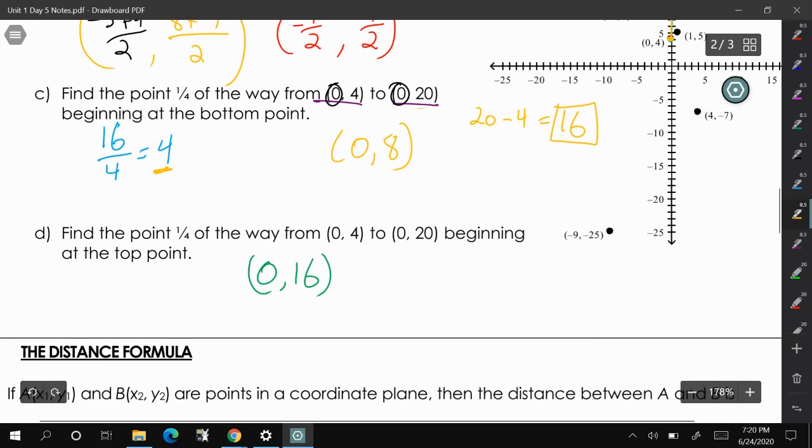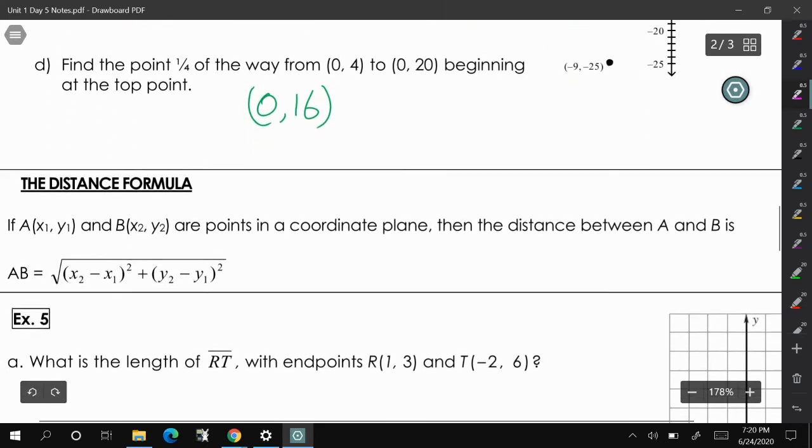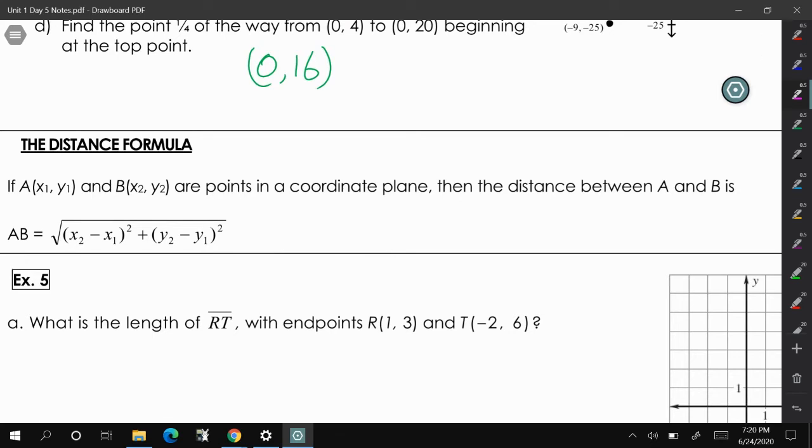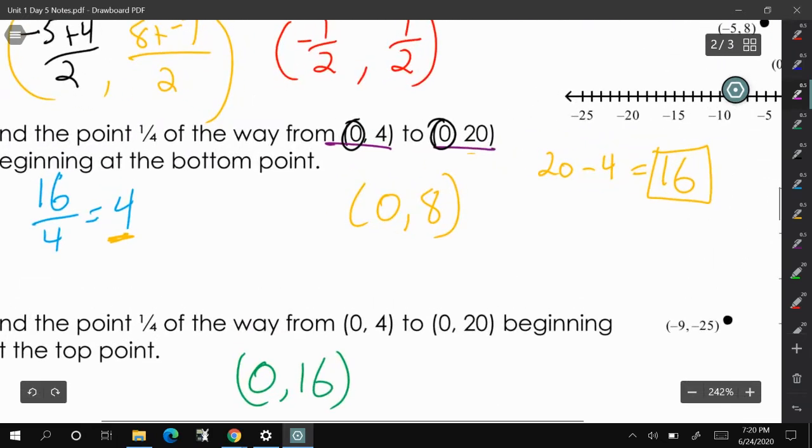Or you can just count it, but remember, if the segment is long, like what if this said 0, 4 and 0, 200? Okay, that might be a little bit difficult to count, so you could use subtraction instead. Now, the distance formula will let us calculate the distance of segments that are not completely vertical or horizontal. Here, like I said, we could just subtract the non-zero coordinates and boom, we're done.